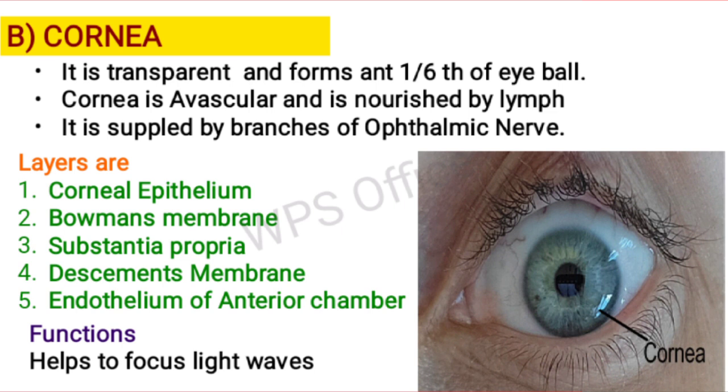The layers of the cornea are very important. They have clinical importance in applied anatomy, like corneal opacity. Based on the layer, we can differentiate the type of corneal opacity. The layers are corneal epithelium, Bowman's membrane, substantia propria, Descemet's membrane, and endothelium of the anterior chamber. This should be studied in the same order. And next is the function: it focuses the light waves.